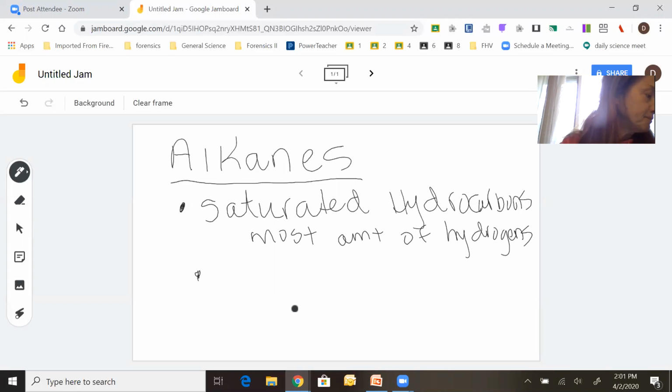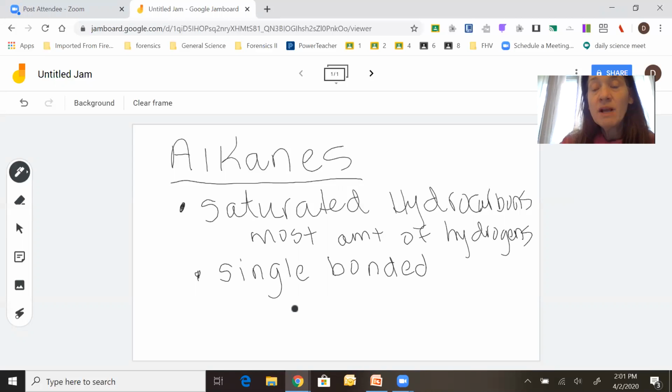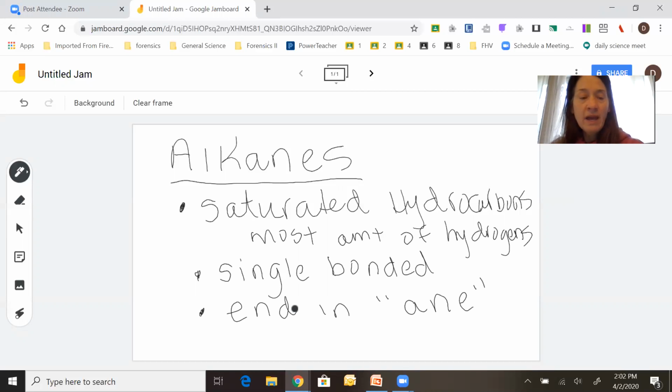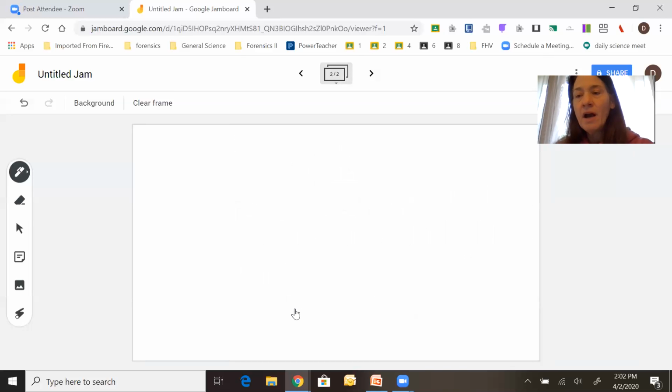It also means that alkanes structurally are single bonded. Remember when we talked about double bonds and single bonds, and we talked about bonding? All alkanes are single bonded. All alkanes end in -ANE. So let's talk about the first type of alkane we're going to talk about, which is methane.